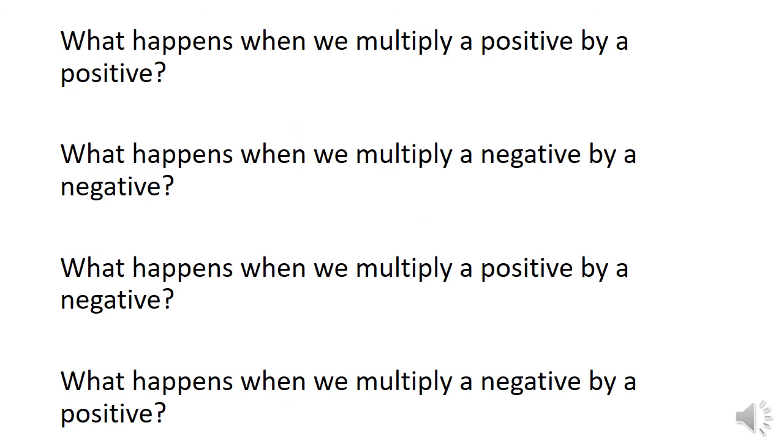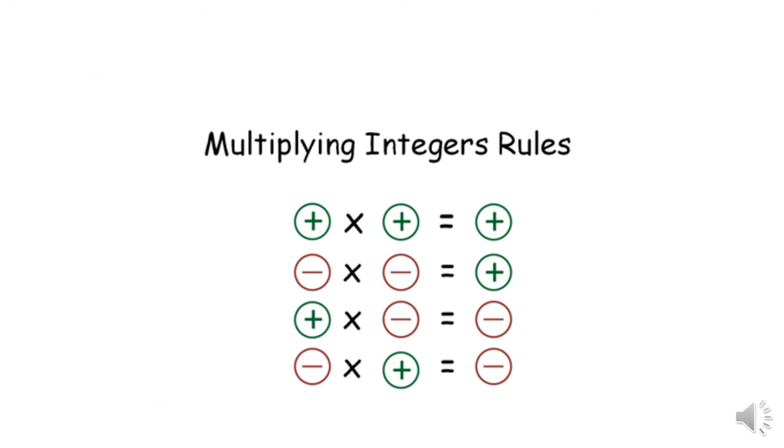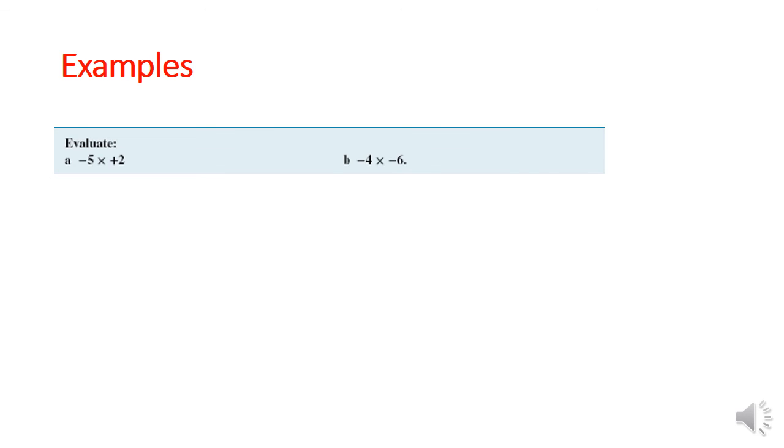And we can use that over here: a positive times a positive gives us a positive answer, a negative times a negative gives us a positive answer, a positive times a negative gives us a negative answer, and a negative times a positive gives us a negative answer. So we can now have a go at these here.